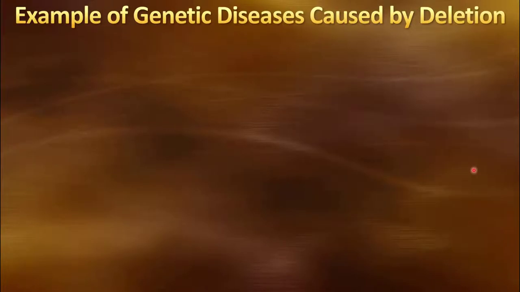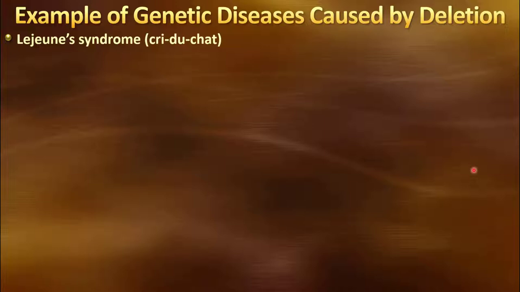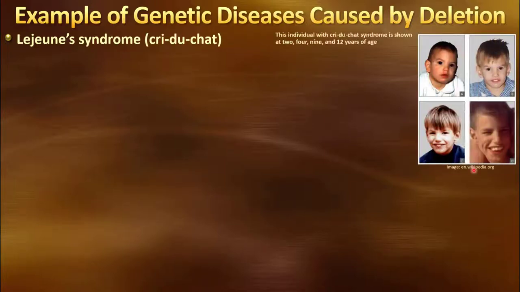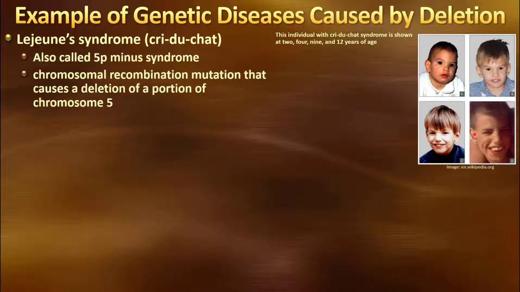Let's take a look at some examples of genetic diseases that are caused by deletions. One common genetic disease that we see caused by a deletion is Lejeune syndrome, or cri du chat, which stands for cry of the cat. Here we see a picture of a boy at various stages in his life with this syndrome. It's also called 5p- syndrome because of the chromosome that is affected. It's a deletion on chromosome number 5.